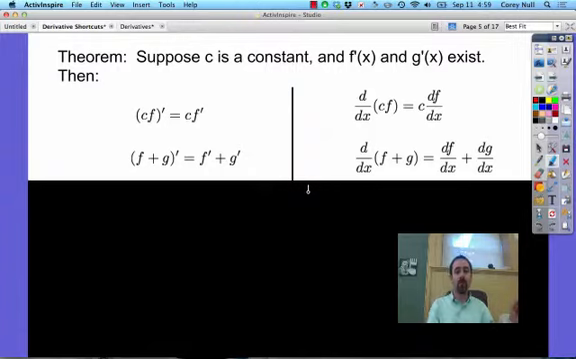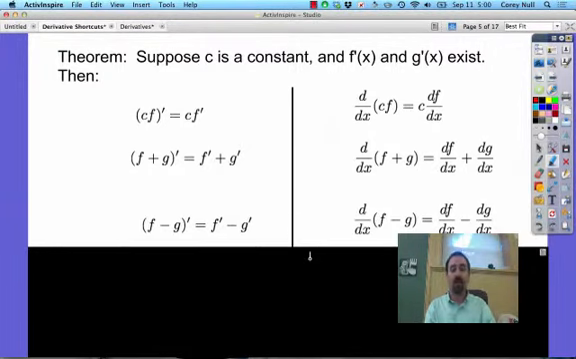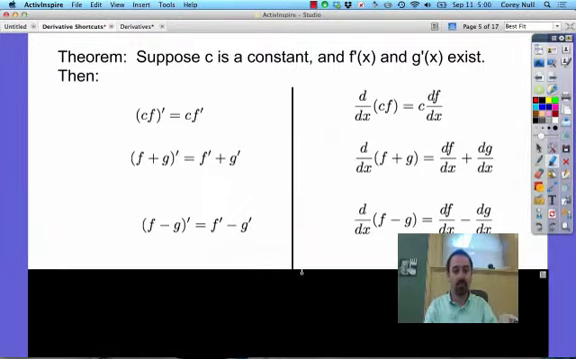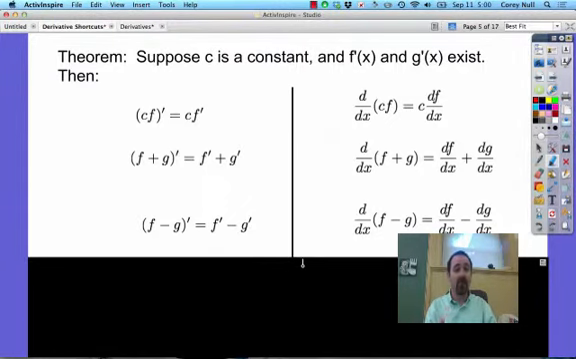Theorem number two. If I have one function that's really two functions added together, I can take the derivative of the individual functions, pretty nice, and add those derivatives together. If I have the difference, I can do the same thing. Notice I do not have a rule yet about multiplication or division. That'll come later, and it's a little bit different.